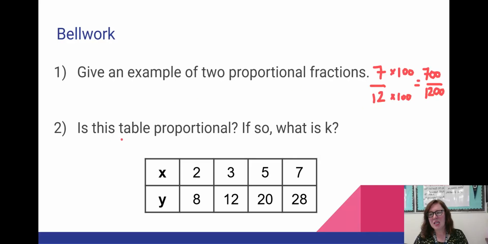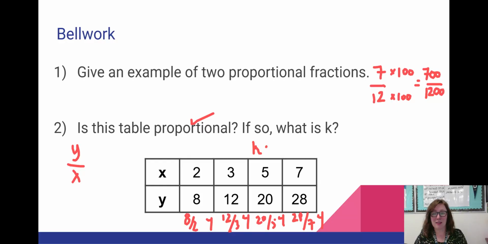Awesome. Is this table proportional? If so, what is k? Remember, we have to do y divided by x. So this is a challenge question. We have to do 8 divided by 2, which is 4. 12 divided by 3, which is 4. 20 divided by 5, which is 4, and 28 divided by 7, which is 4. So yes, it is proportional. K equals 4, because that's the number we got every single time. And we could even write the equation y equals 4, because that's the number we got, with an x next to it.